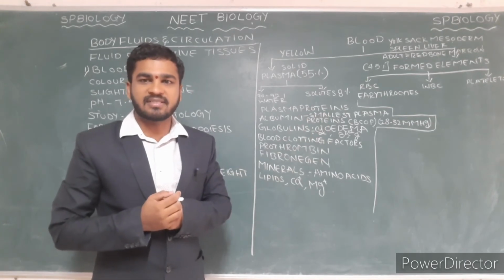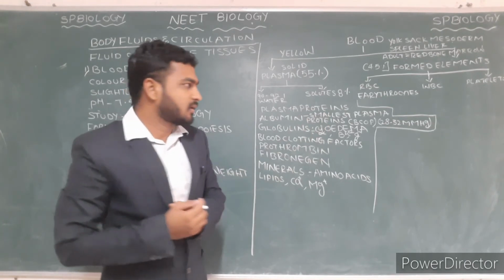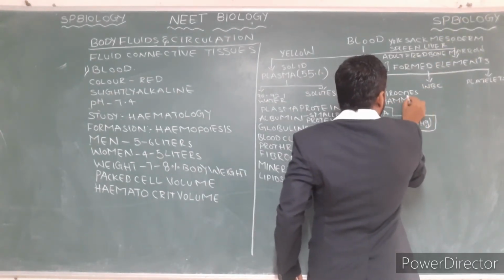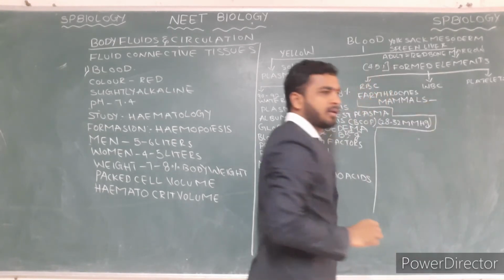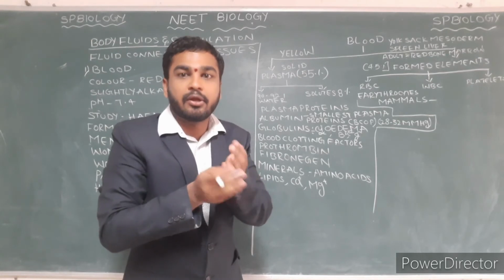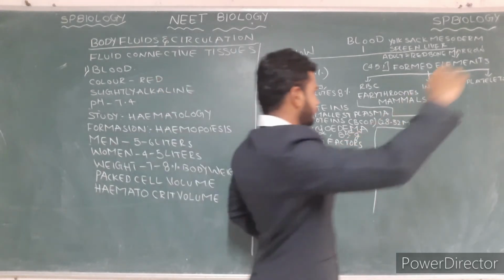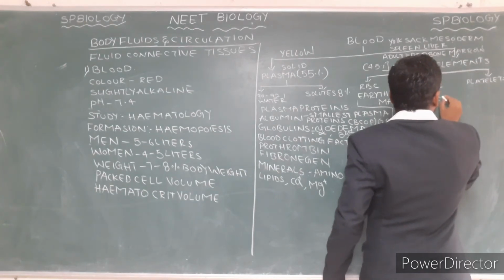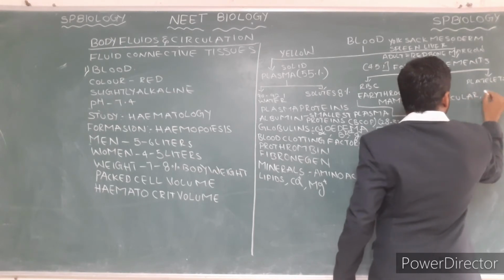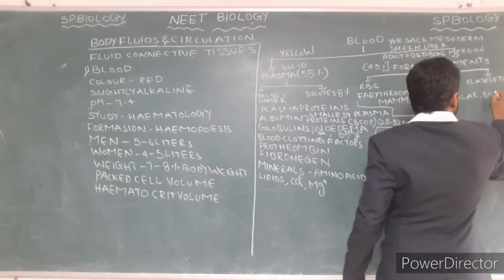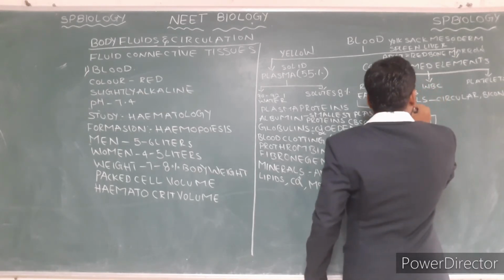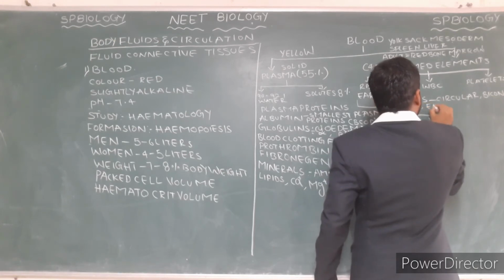If you see the structure of RBC in mammals, it is circular, biconcave, with a concavity seen in the middle, and the nucleus is absent, so it is anucleated.